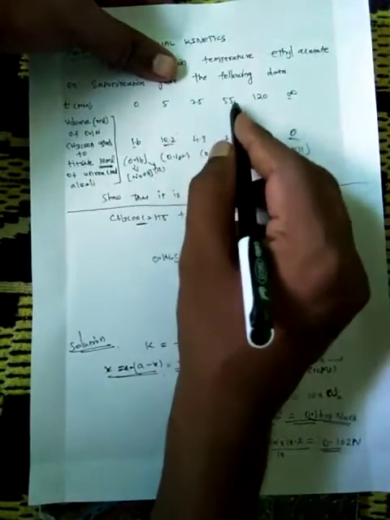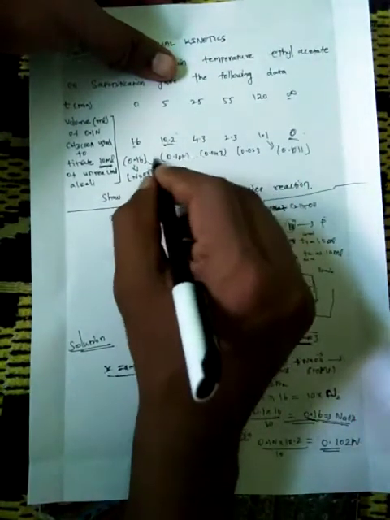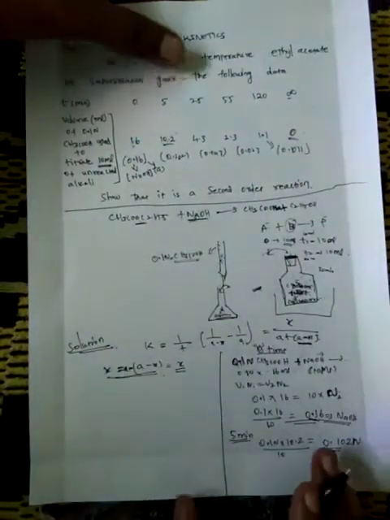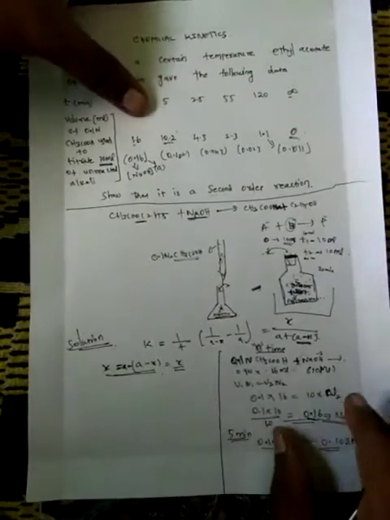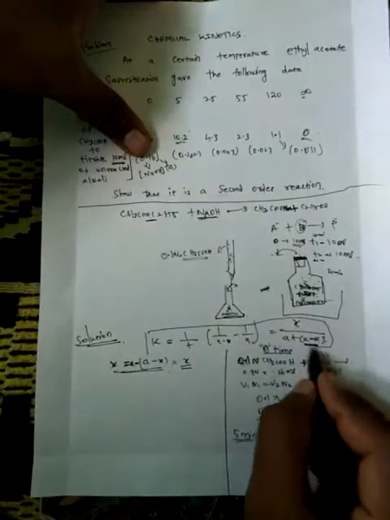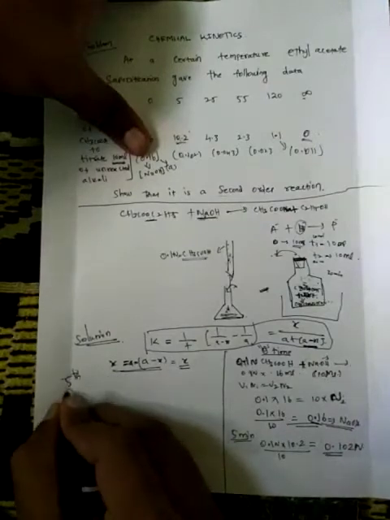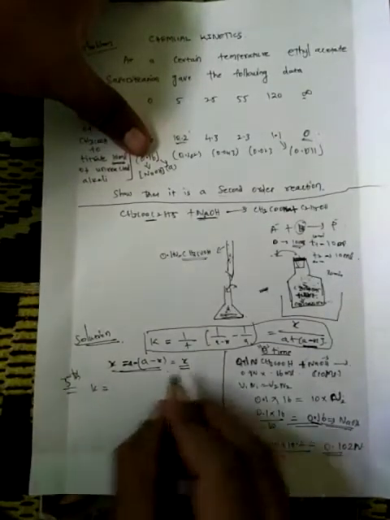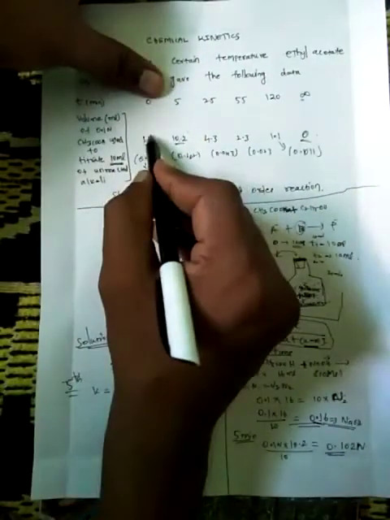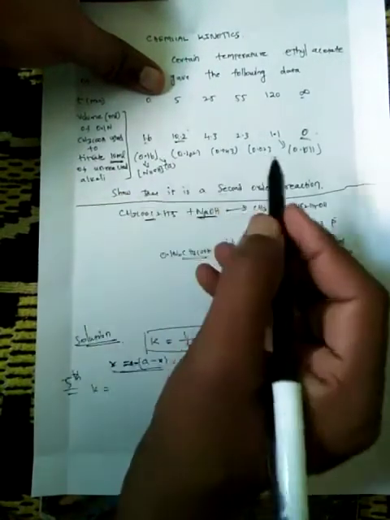That is the 5th minute, 25th minute, 55th minute. At various times you have to find out the concentration of unreacted NaOH from this data. That's all. Then I'll use the formula. This is the formula. At the fifth minute, I have to find out the k value. k is given by x divided by A minus x. What is A? Initial concentration. What is the initial concentration of NaOH? It is 0.16.